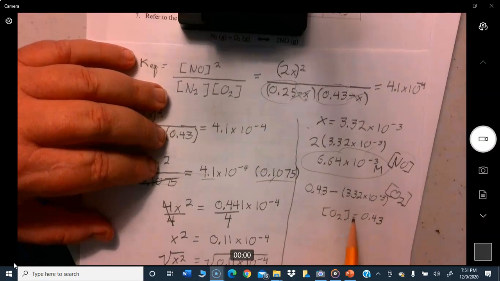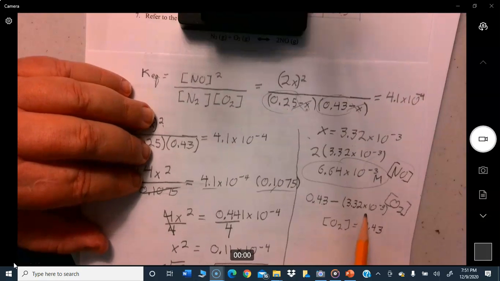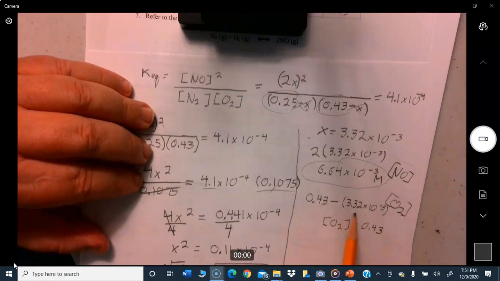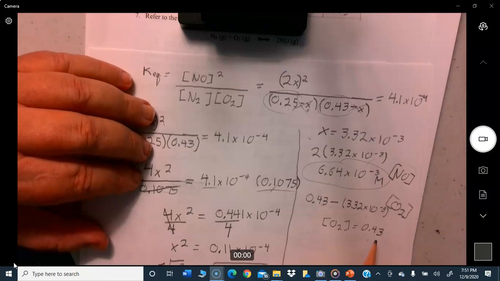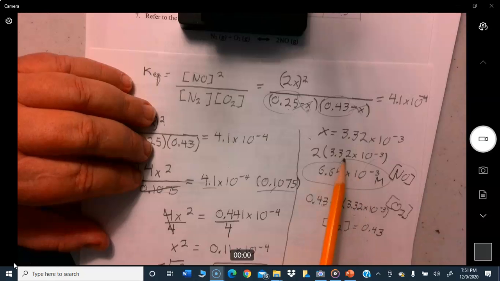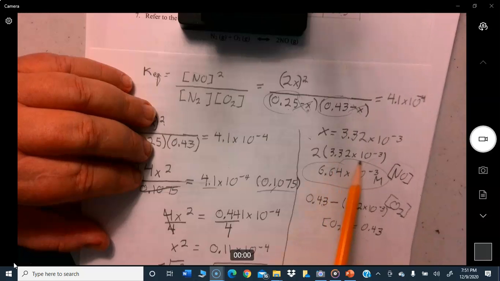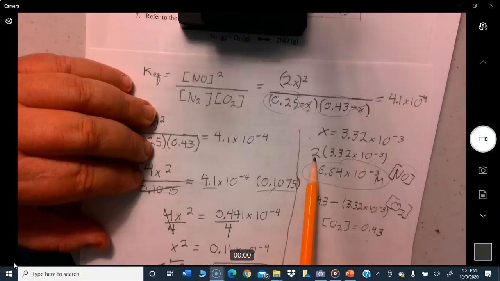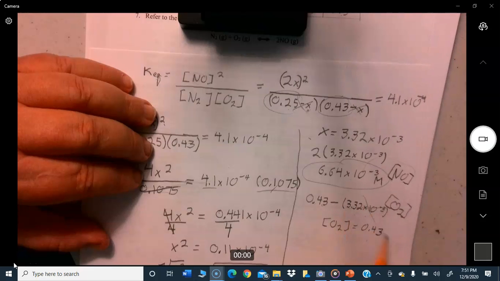So look what you saw. You saw that x was so small that 0.43 minus x is 0.43. That's what we're talking about, that x being so small that it doesn't affect it. Now when you're multiplying, you can't do that. You can't just say that 2 times this, forget about this. But when you're adding or subtracting, you can say forget about this.